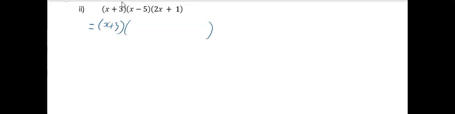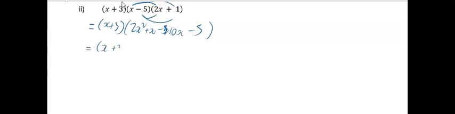So for my second pair of brackets, I have x times the 2x is 2x squared. I have x times the plus 1, which is just going to be plus x. I have minus 5 times the 2x, which is minus 10x, and minus 5 times the 1, which is just minus 5. Okay, you could multiply out at this stage, but it is much easier if you just tidy up first. So tidy up inside the big bracket. You'll have 2x squared minus 9x minus 5.